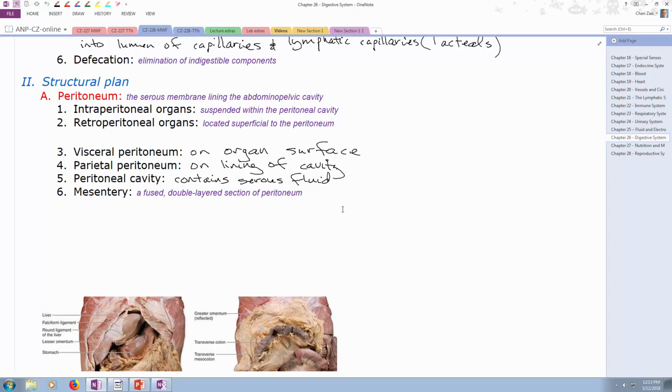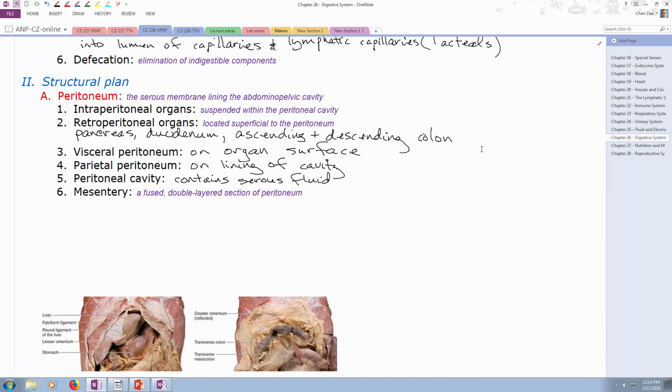Retroperitoneal organs that I want you to know about for the digestive system are the pancreas, the duodenum, and the ascending plus descending colon. This is also different from what you experience with the cat. So make sure that you actually use the cat experience to understand relationships, but understand ultimately how the human is constructed.